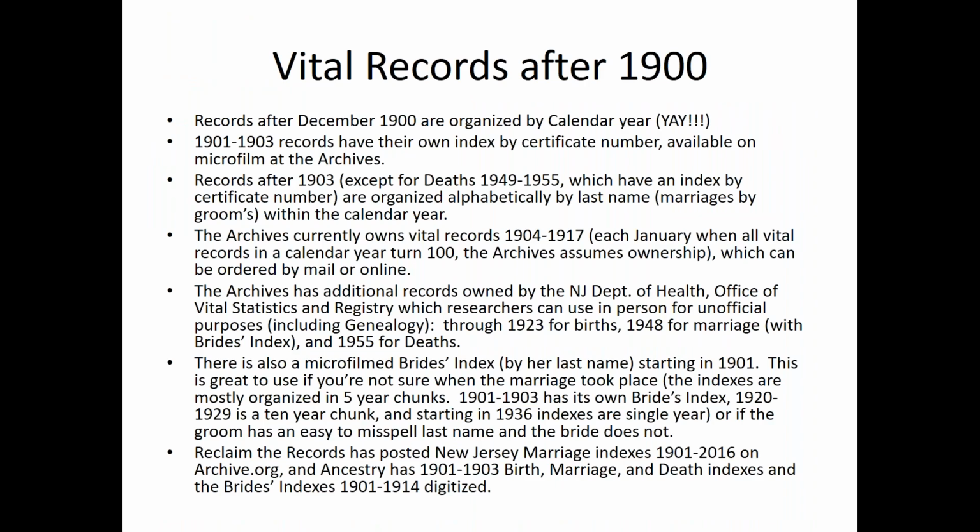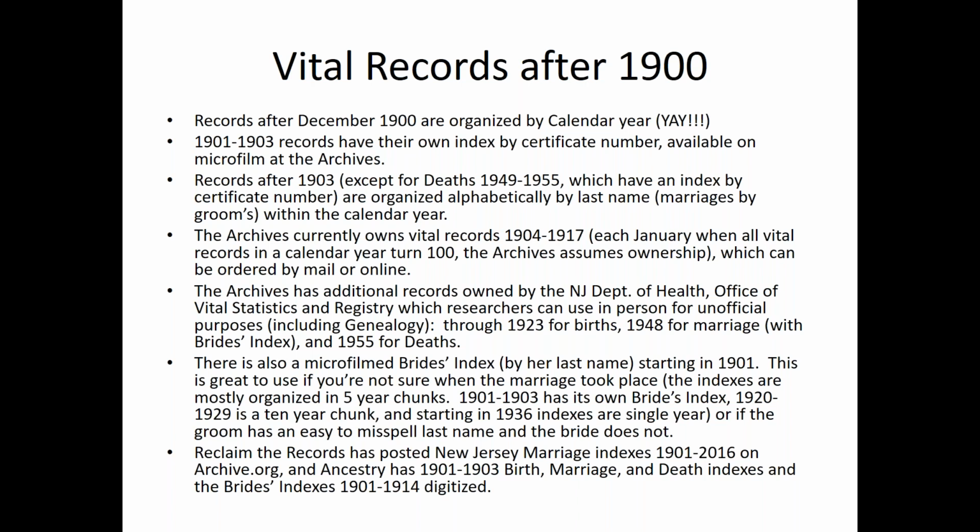Okay, now things get much, much less confusing after all of this, because finally, starting in 1901, we get certificates that are organized by calendar year. Yay! We are very happy about this because it's so much easier to navigate and to process. So the 1901 to 1903 records have their own index by certificate number, which is available on microfilm at the state archives. Remember, Ancestry has also taken the same index and digitized it for the birth, marriage, and death collections 1901 to 1903.